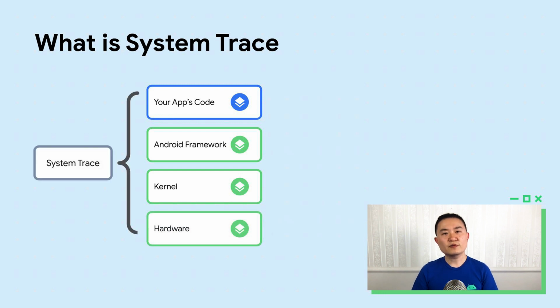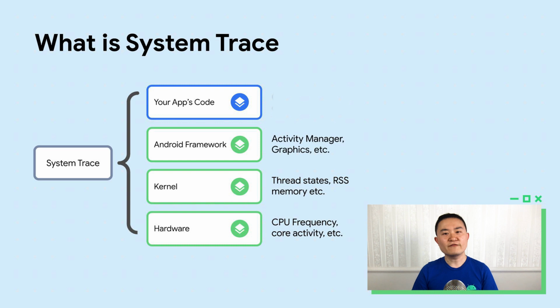System Trace helps developers like you get the full picture of their app's runtime performance by capturing performance data from all four layers. From the hardware layer, data like CPU frequency and CPU core scheduling. From the kernel layer, thread state information, RSS memory counters, and more. From the Android framework layer, events from Activity Manager, the graphics pipeline, and other aspects of the framework. You can optionally define custom events to instrument your app code to tie app functionality with all the rest of the data.